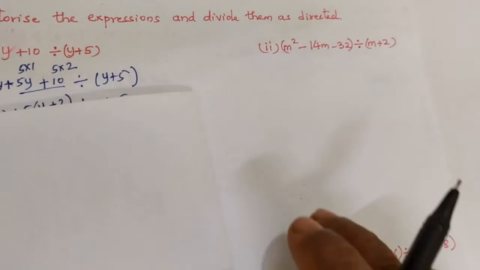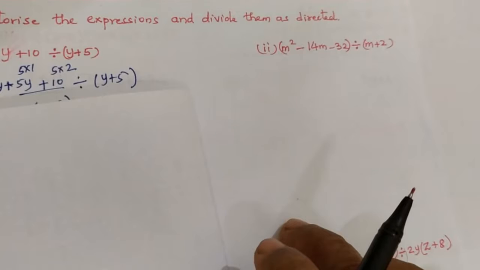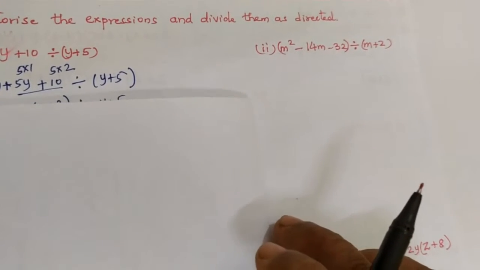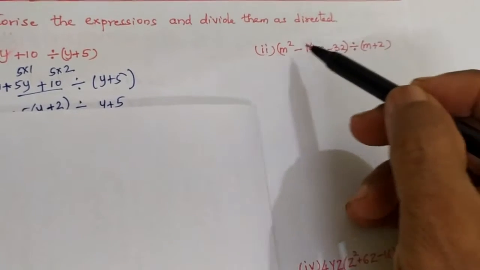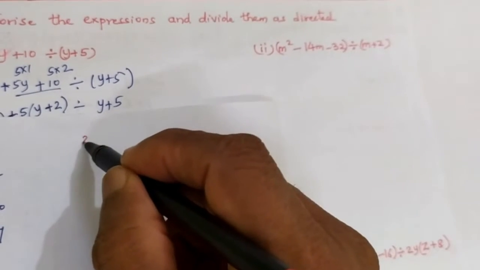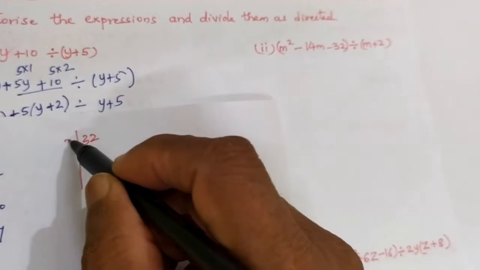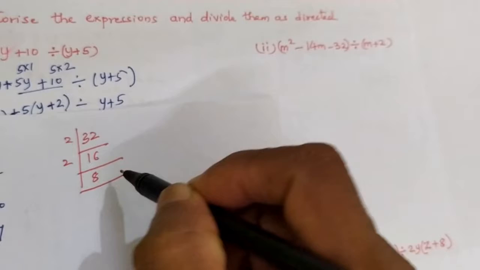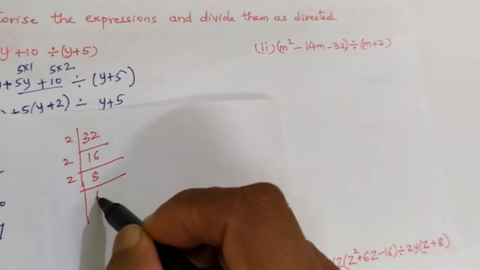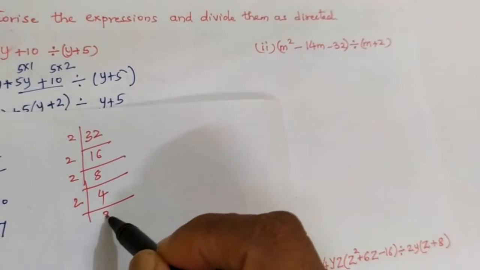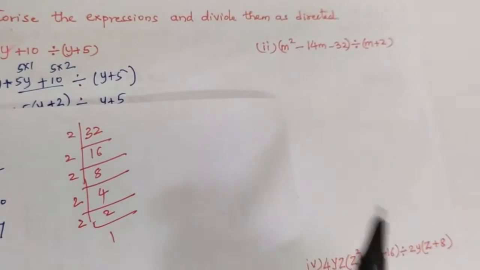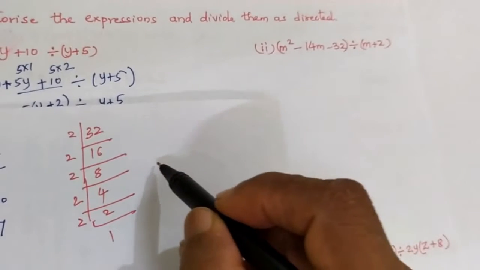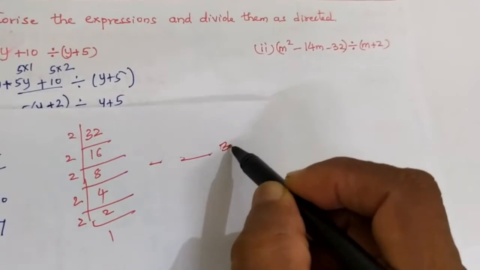And go to the next problem. M square minus 14m minus 32. So here we have to take 32 and find the factors. 2 16s are 32, 2 8s are 16, 2 4s are 8, 2 2s are 4 and 2 1s are 2. So these are the factors. We have to try the combination and multiply two numbers to get 32.